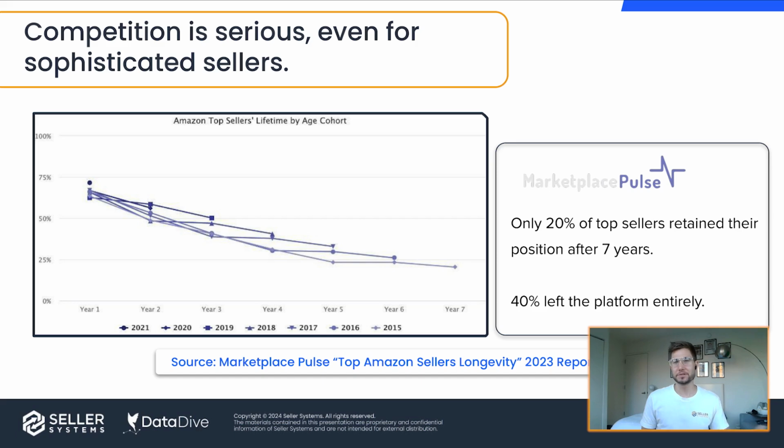And so even the sellers on the large end, the people who are doing really well, are facing challenges as well. There's another set of research that came out from a company, Marketplace Pulse. They were tracking the top Amazon sellers over a period of 7 years. And what they found is only 20% of the top sellers on Amazon retained those positions after 7 years, and 40% left the platform entirely.